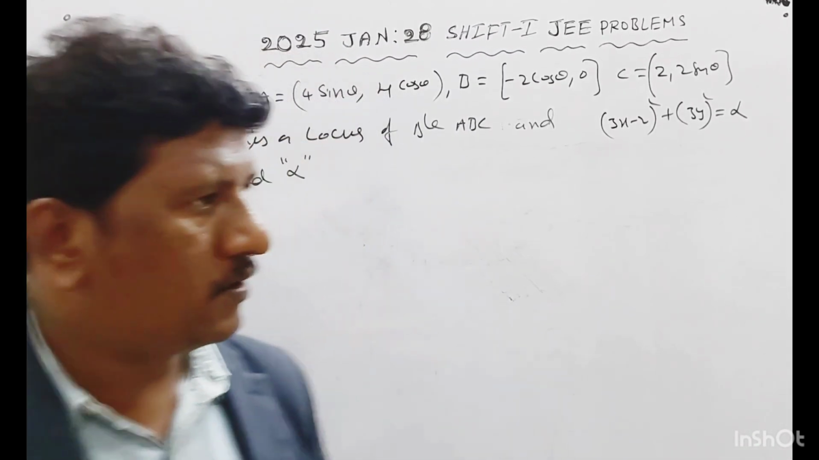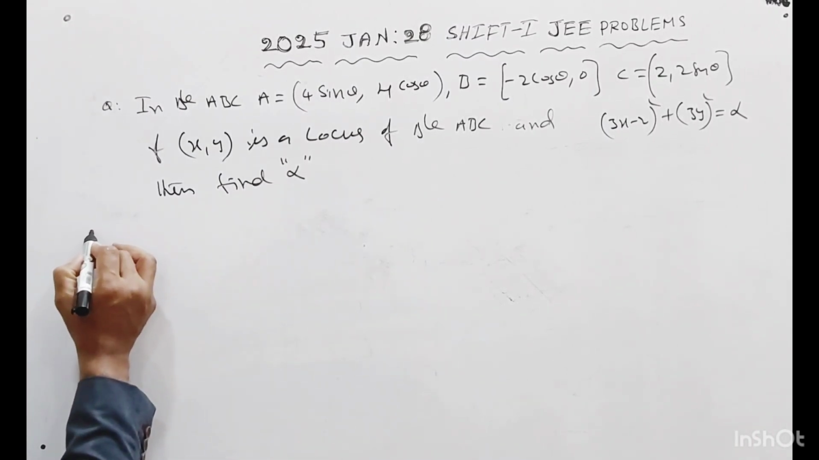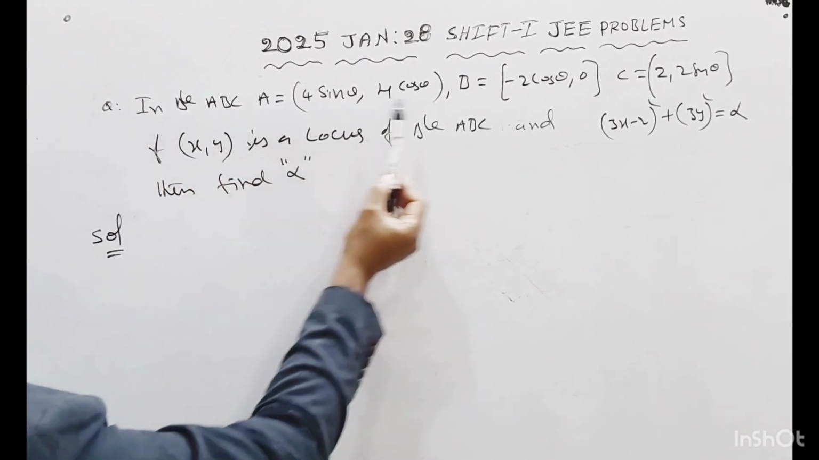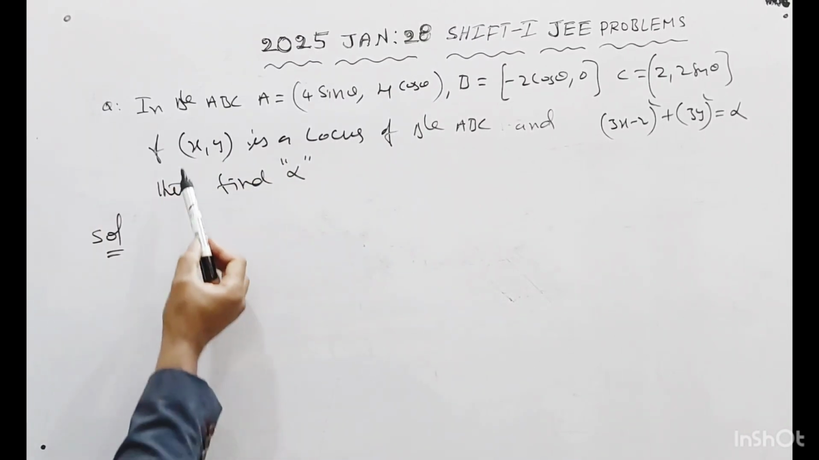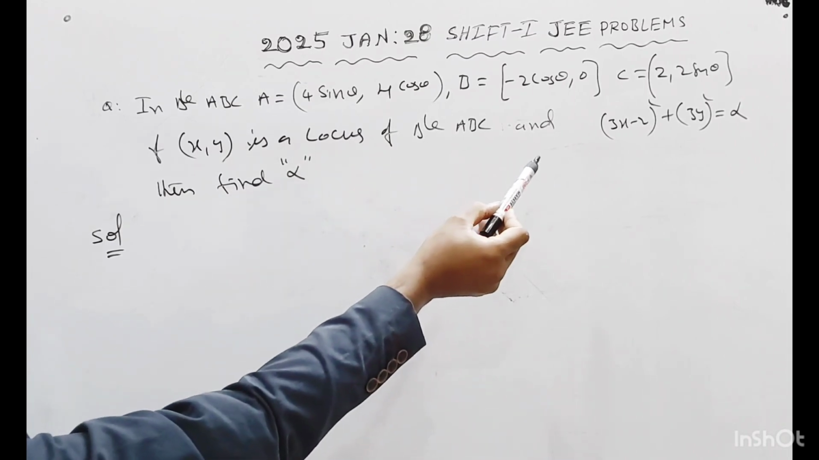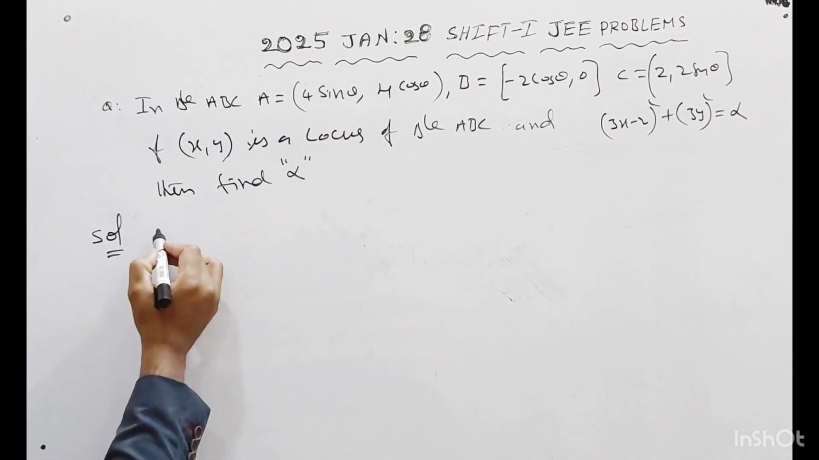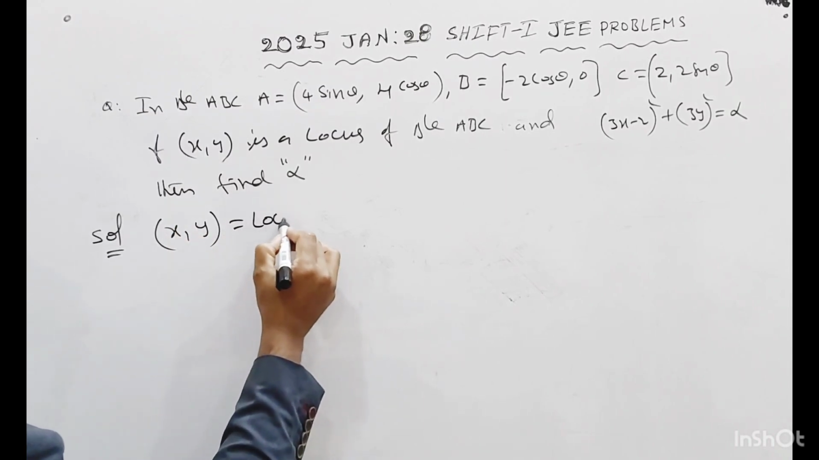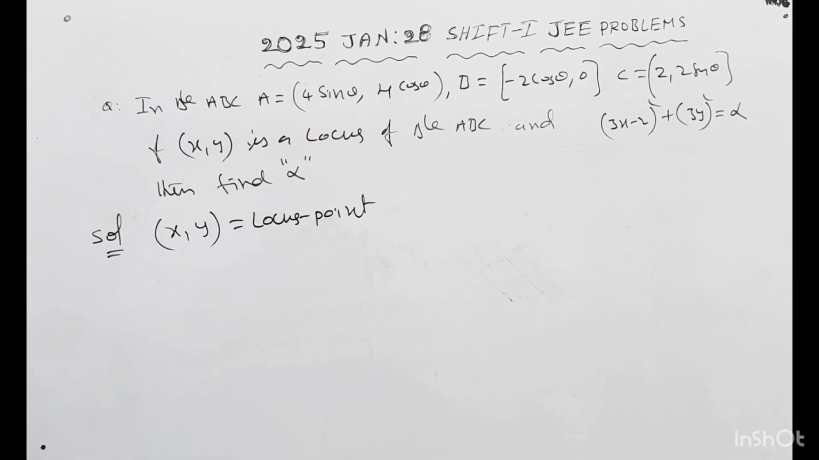Dear students, so this is one more question from 2D geometry. Once you see the question carefully, in triangle ABC, A point is given, B point is given, C point is given. So those are the vertices of triangle ABC. And he told that x comma y be a locus of the triangle ABC, and that is equal to alpha. Then find the value of alpha, he said. So he told that x comma y be a locus point of triangle ABC.